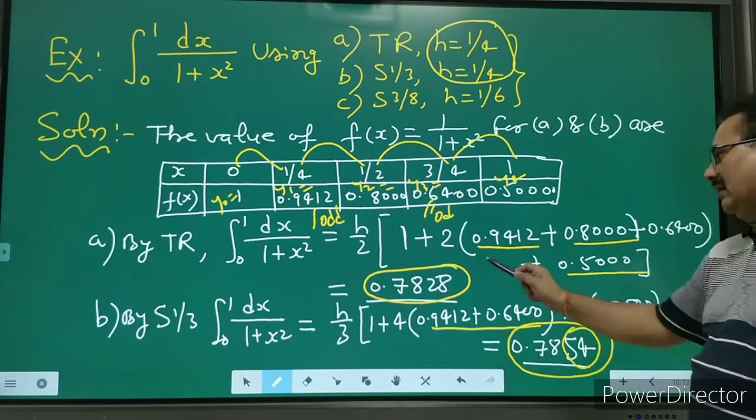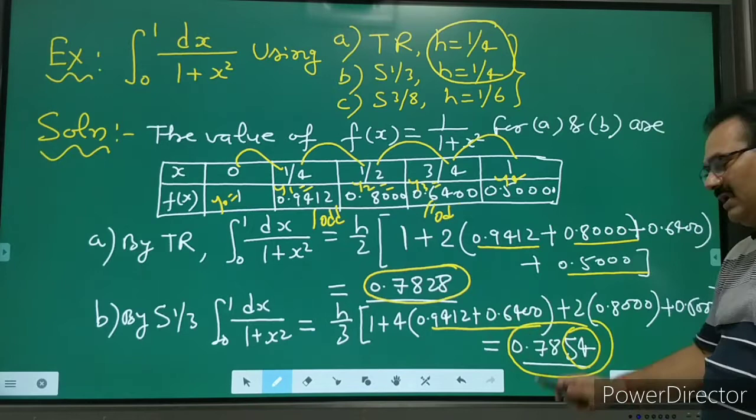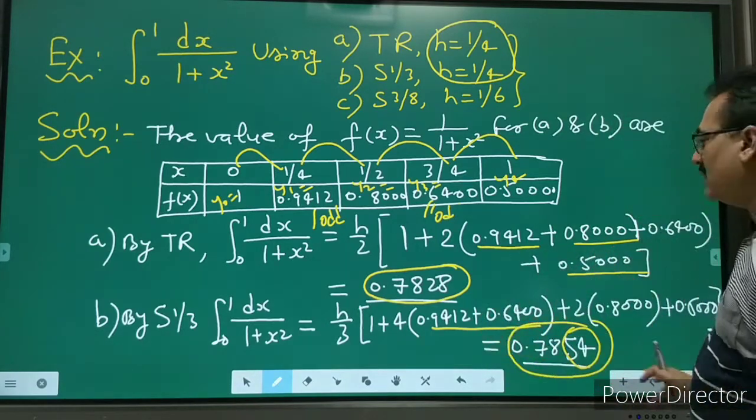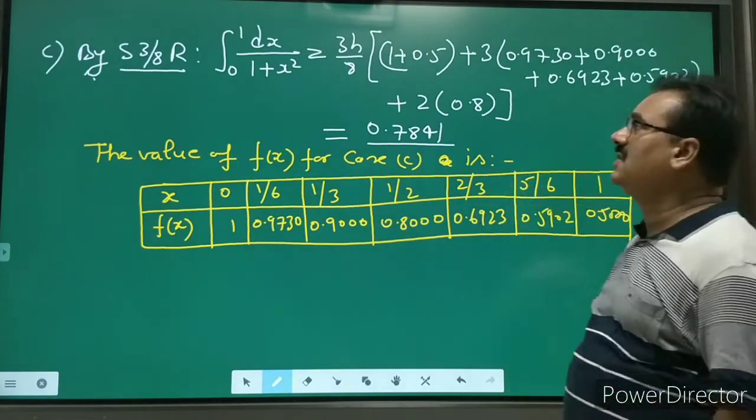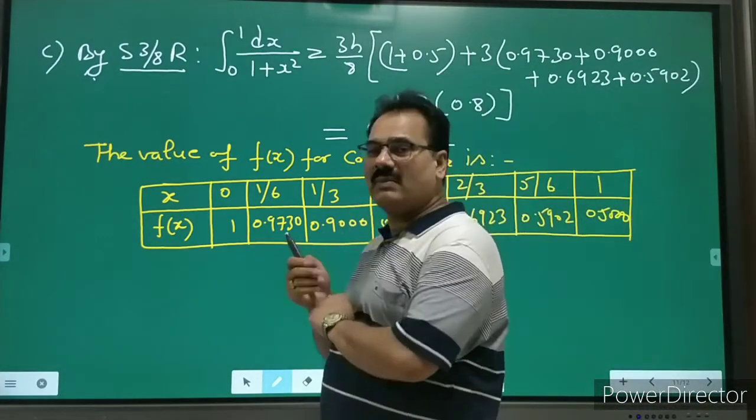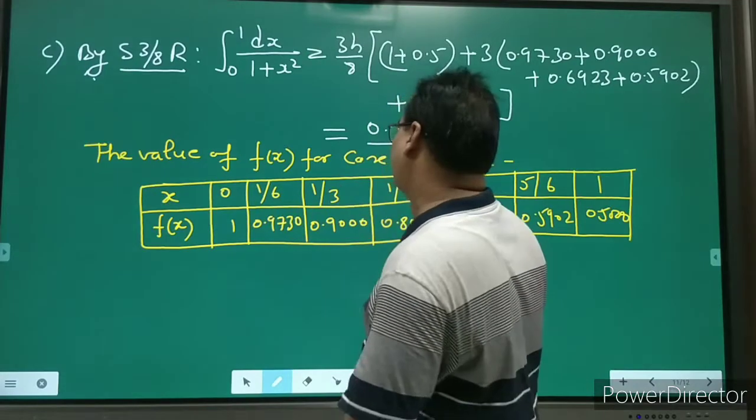Just look at the technique. 0.7828, but here 0.7854. The value is different. Now if you want to use Simpson's 3/8, but since the spacing is 1/6, we have to construct the table first.